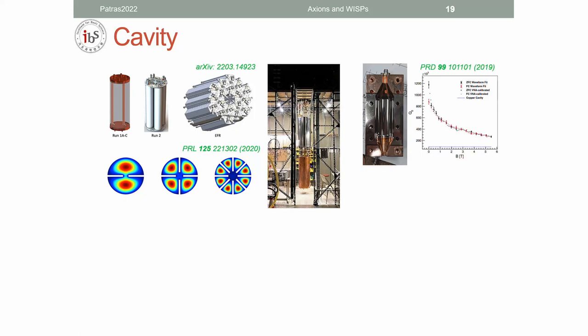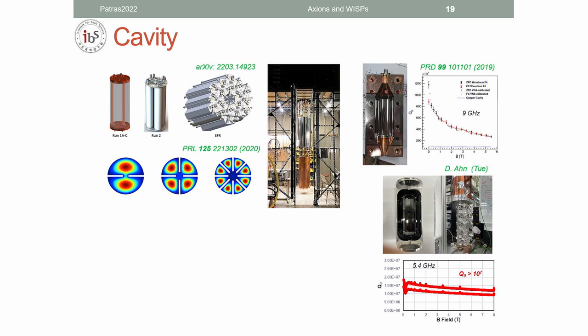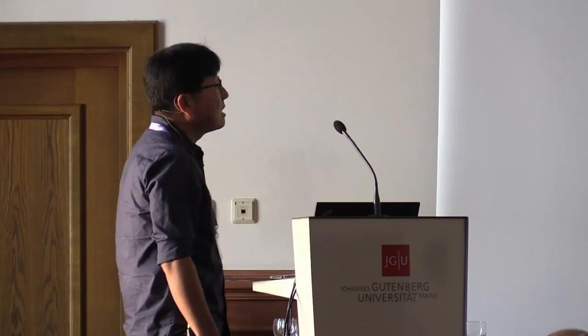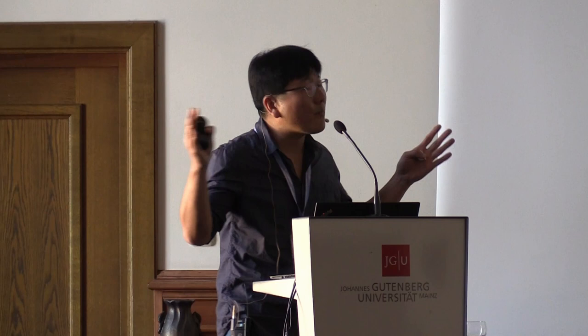That's why CAPP is developing a superconducting cavity based on HTS technology, and we have a very unique design here. This is one of the latest versions, which was fabricated targeting 5.4 gigahertz. We put these in the magnetic field and look at this: the quality factor still survives at more than 10 to the 7. So I would consider this some sort of milestone in this business.